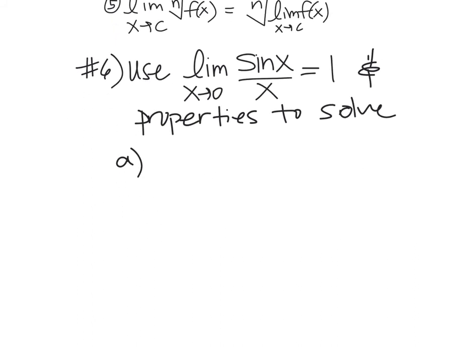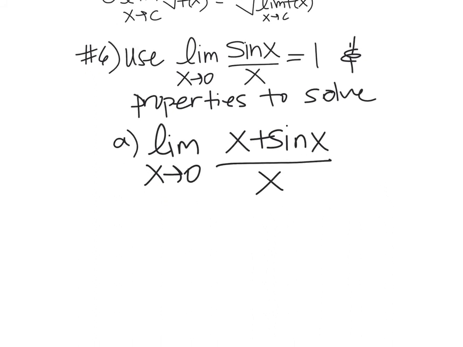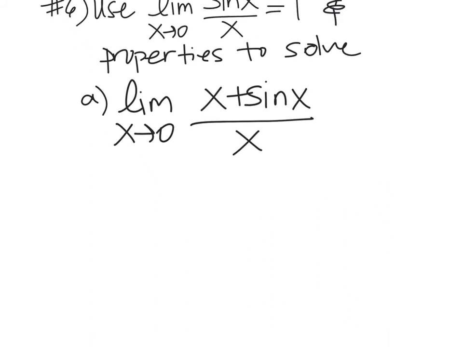So first one. We're going to find the limit as x goes to 0 of x plus sine x over x. Let's talk about this a minute. You want to use direct substitution, you try, and it doesn't work. There's a 0 in the denominator, that's going to make you fail at this. And you don't have your calculator, so you're like, now what do I do?